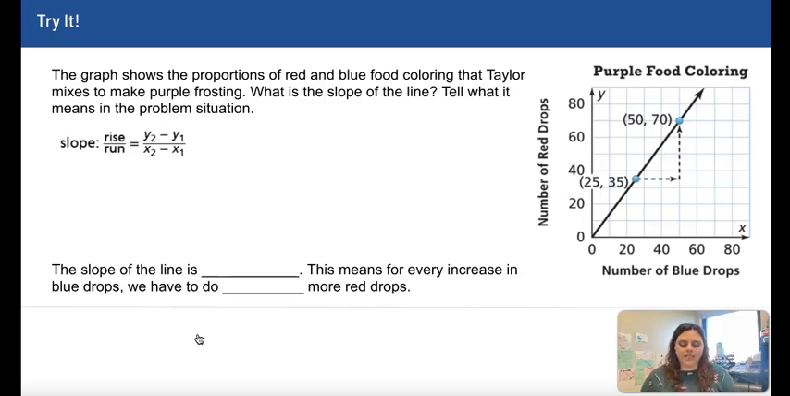All right. In this problem, we're going to have 70 minus 35 on the top of our fraction and 50 minus 25 on the bottom. This will give us 35 over 25, which we can simplify to the slope being 7 over 5. If we put that in a decimal, it would be 1.4. So this means for every increase in blue drops, we would have to do 1.4 or 7/5 more red drops. So again, the slope is 7 over 5 or 1.4, and that number should be used to fill in both blanks here.